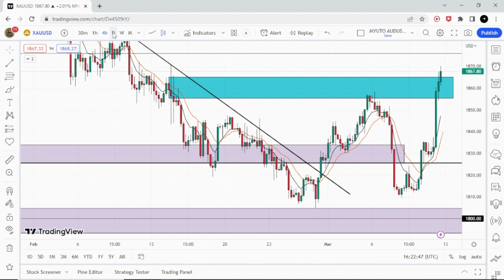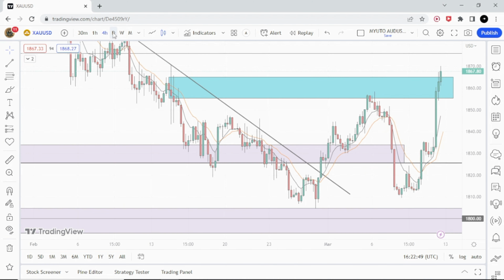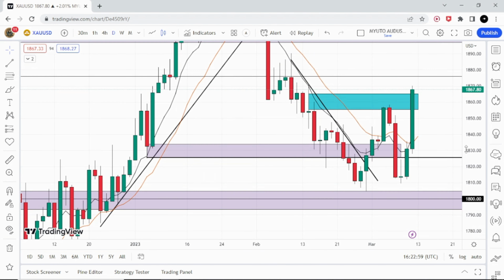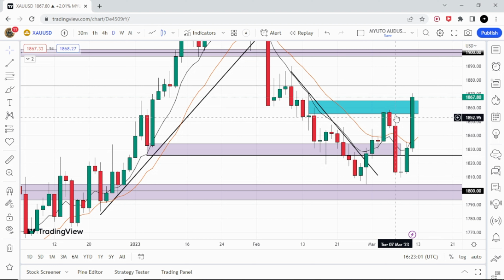Let's look at gold on the daily. All right, so gold on the daily hasn't yet broken our last high here, which is 1860. So let us see how the daily candle closes on Monday, and from there we can see how price will develop during the course of the week. But my bias for gold right now is still bearish. So let's sit on our hands and see how price will react on Monday.